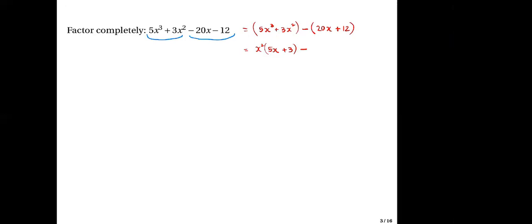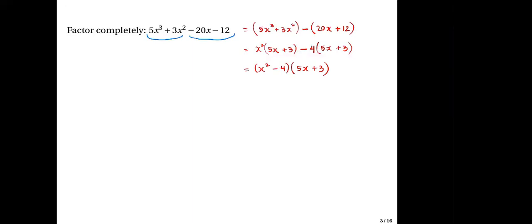Okay? 4 is a common factor. So we can factor out 4. And what's left inside is this expression 5x plus 3. So we are lucky in a sense because this one here and this one here is now a common factor, which means we can factor that out. And this expression here can now be written as x squared minus 4 times 5x plus 3. Okay?